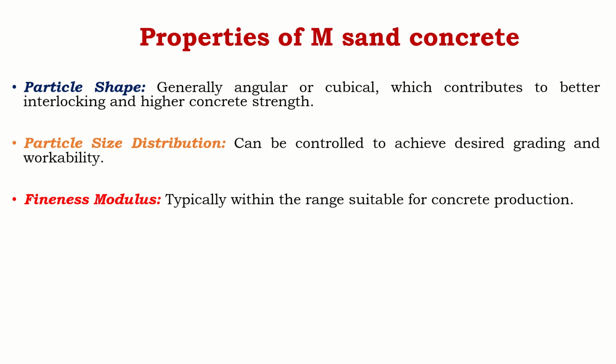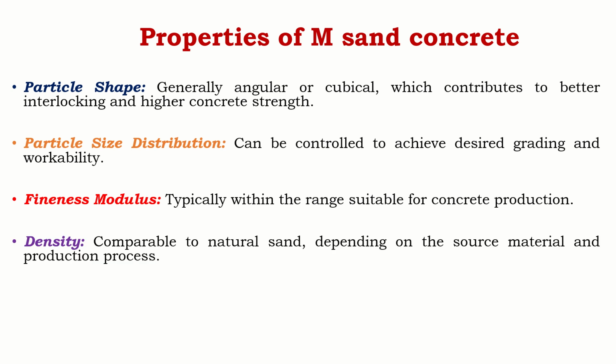And coming to the fineness modulus range, typically for M sand the fineness modulus ranges similarly to fine aggregate. The value for fine aggregate, that is river sand, is almost the same for M sand also. So you get around 6.